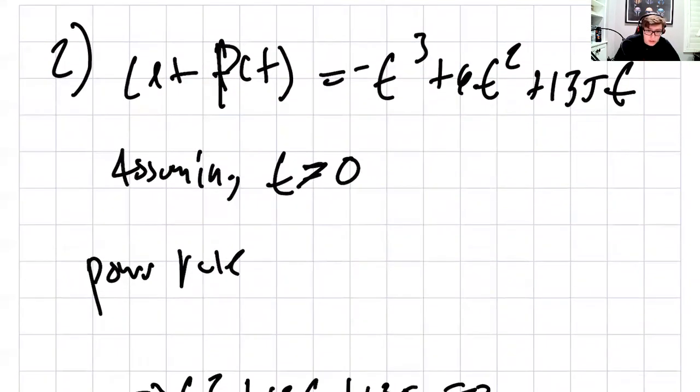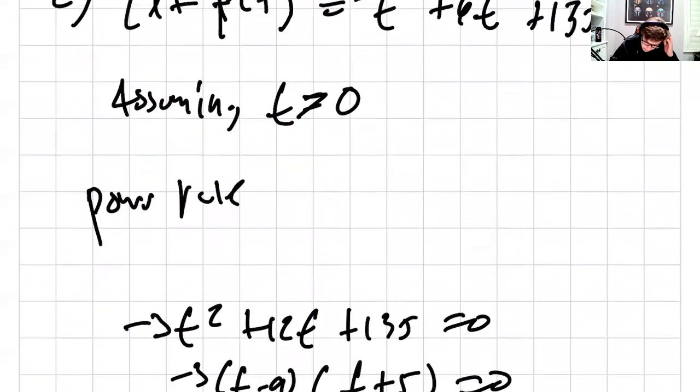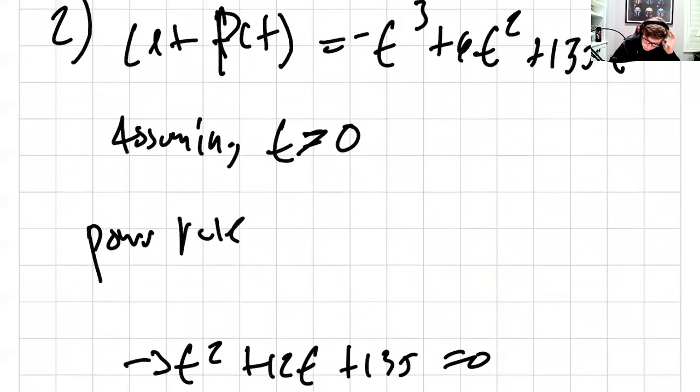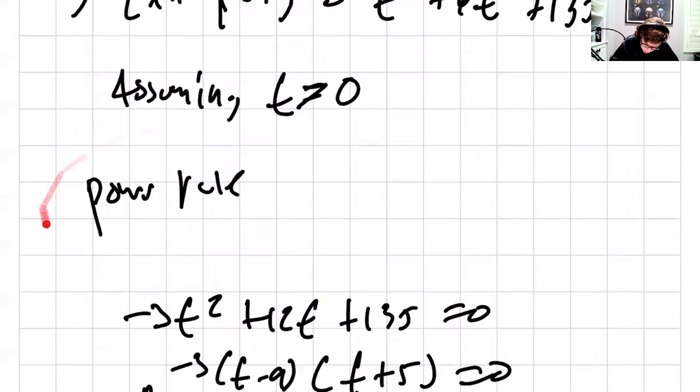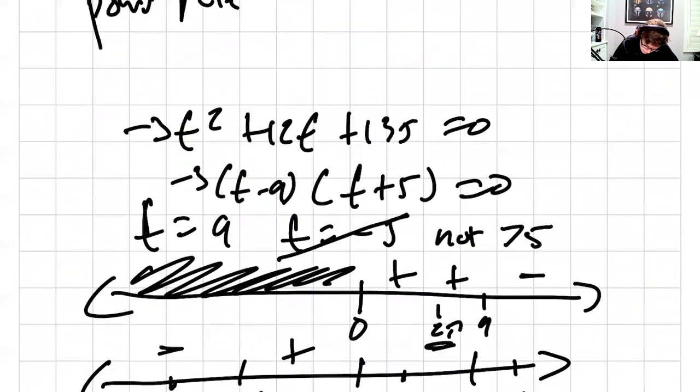Then for question 2 of the demonstration, it asks to find where the particle is speeding up, speeding down, moving forward, moving backward. And the equation for that particle is negative t cubed plus 6t squared plus 135t, assuming that t is greater than 0, which is important. That'll come in later. So the first step is to find the derivative of this equation here. You use the power rule: you take the power, minus 1, and move it down the front. You end up getting negative 3t squared plus 12t plus 135 is equal to 0.